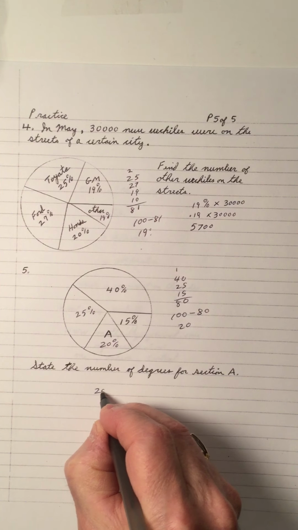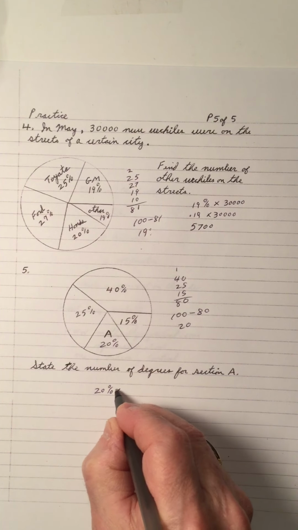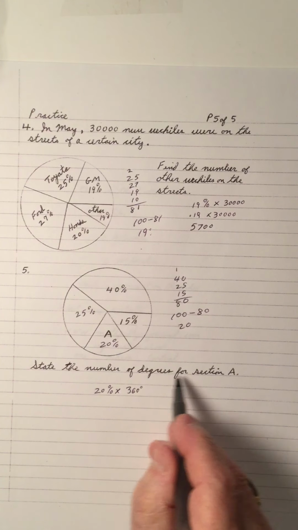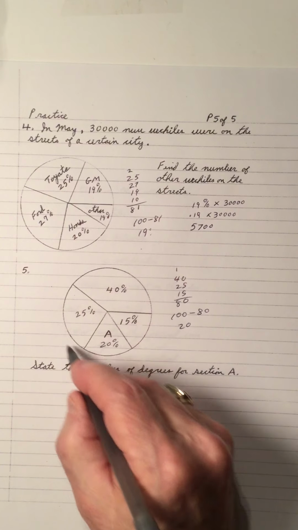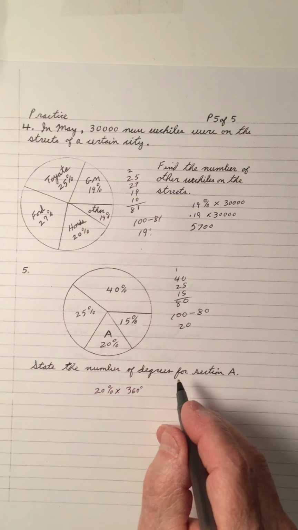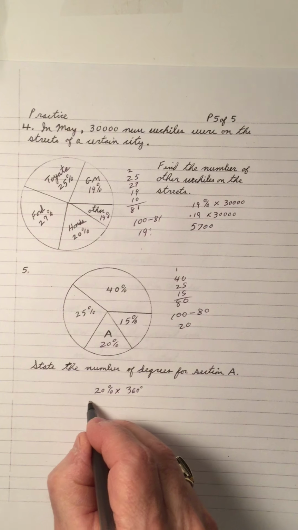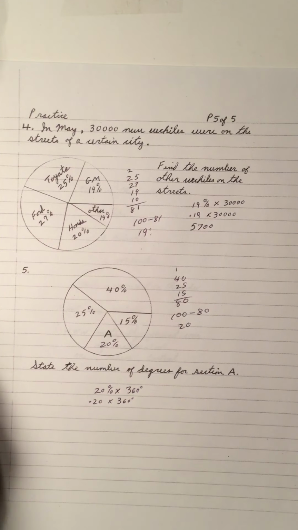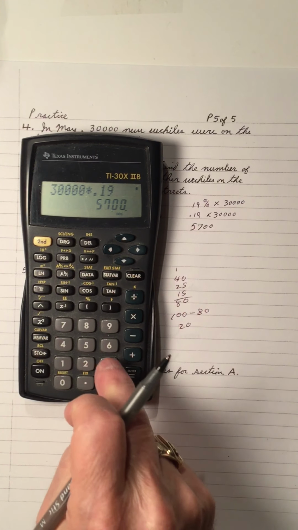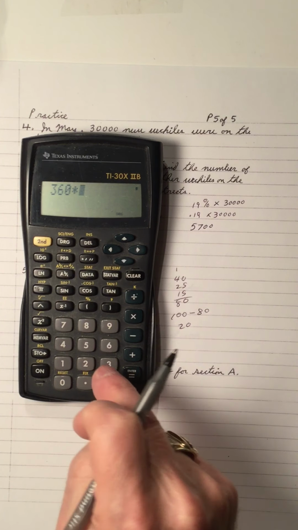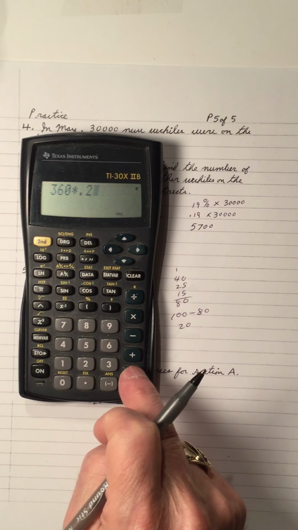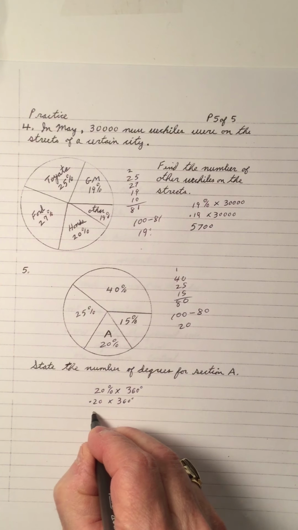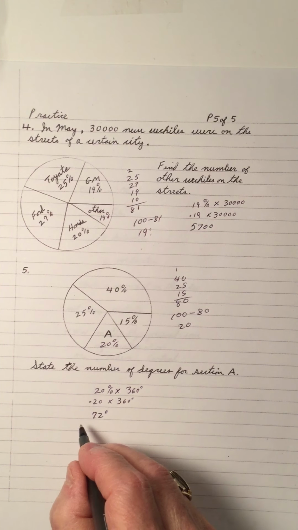So that means it's 20% times 360 degrees, because it's to state the number of degrees in section A. There's 360 all the way around, so we need 20% of it. So 20% is decimal 20 times 360. And if I use my calculator and type in 360 times decimal 20 or decimal 2, your choice, 72. So section A is 72 degrees.